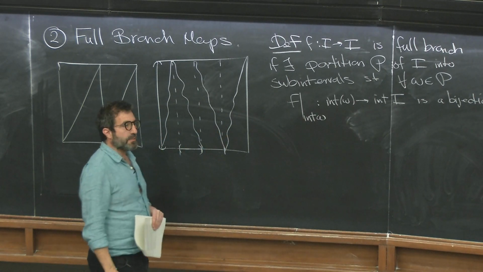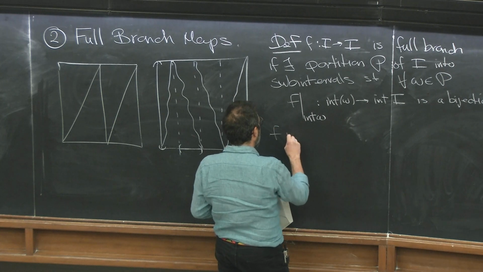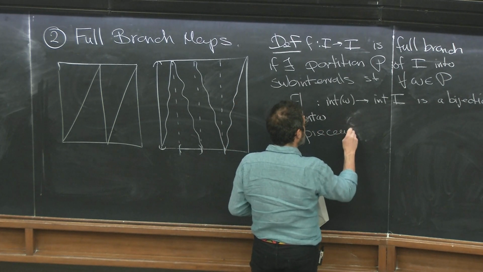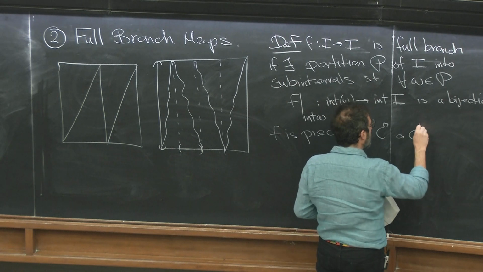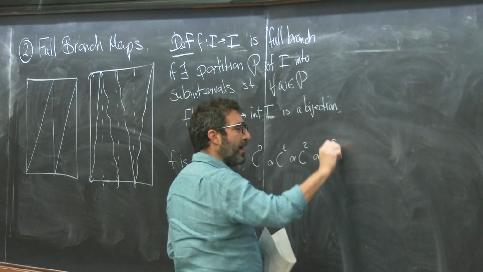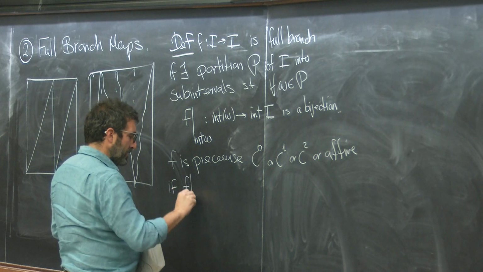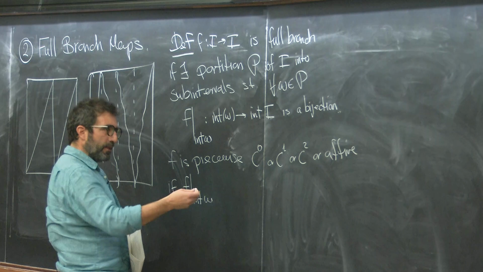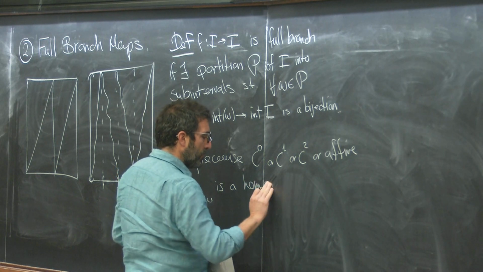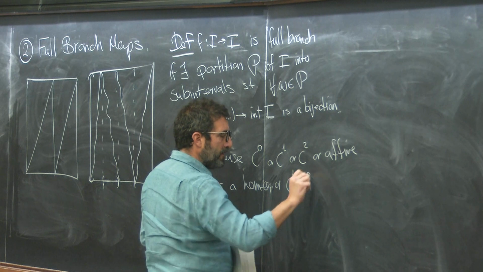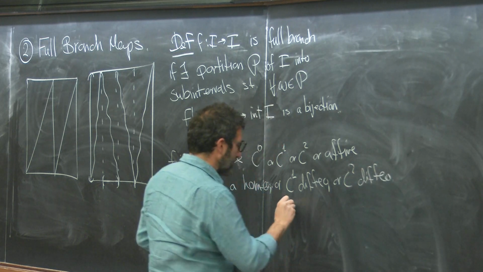And then sometimes we're interested if this bijection is actually a homeomorphism or a diffeomorphism. So we say that f is piecewise C0 or C1 or C2 or affine or whatever it is, if f restricted to the interior of omega has the corresponding regularity, that is, it is a homeomorphism or a C1 diffeo or a C2 diffeo, or it's affine, in other words, has constant derivative.